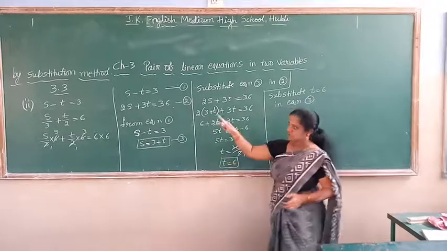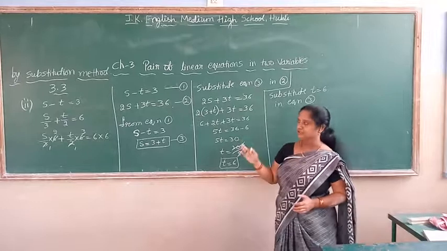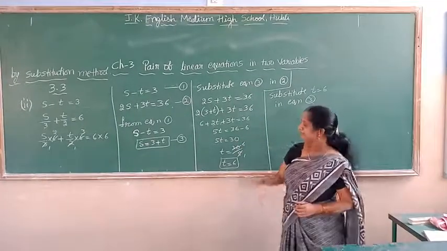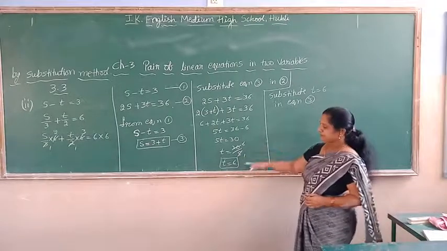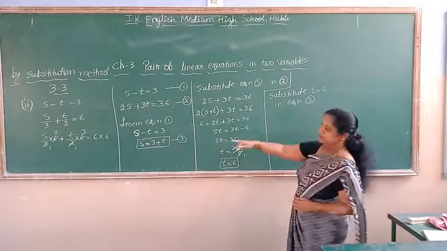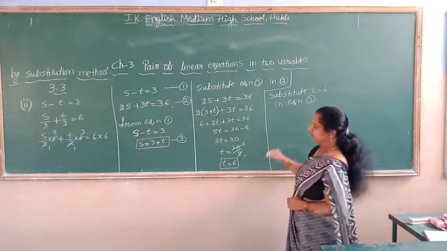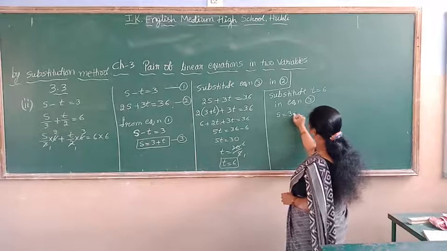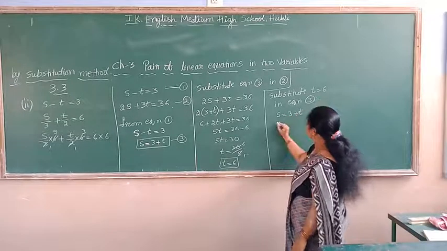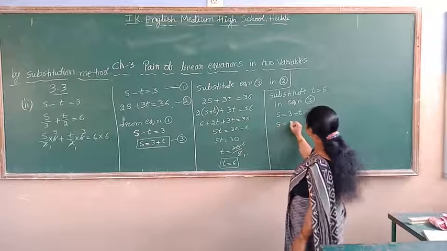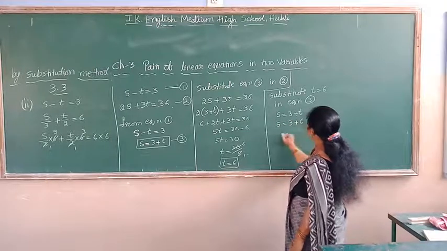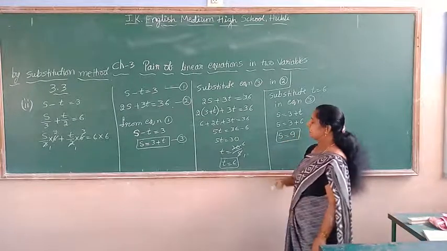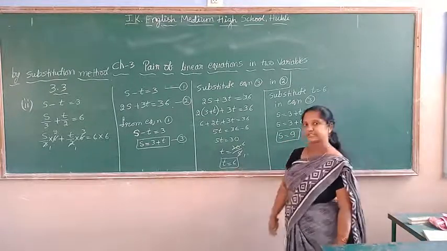After the reduction of the equation to general form, the next steps are the same. The method is the same. Then in equation 3, t is equal to 6. I have to substitute in equation 3, that is, s is equal to 3 plus t. In place of t you substitute 6. Then it becomes 9. So the s value I got is 9 and the t value I got is 6.